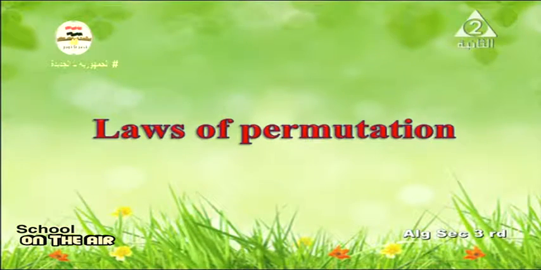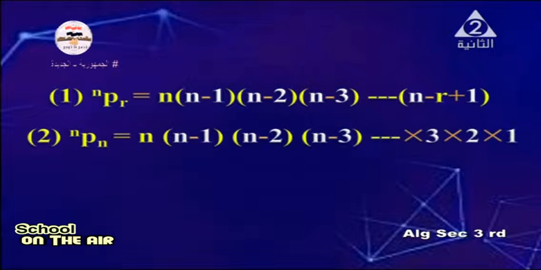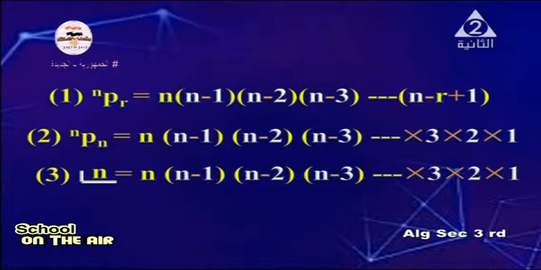Layers of permutation. nPr equals what? n multiply n minus 1 multiply n minus 2 multiply n minus 3 to n minus r plus 1. As an example, 10P3 equals 10 times 9 times 8. 10P2 means 10 times 9 and so on. Also nPn equals n multiply n minus 1 and so on to 3, 2, 1. Factorial n.